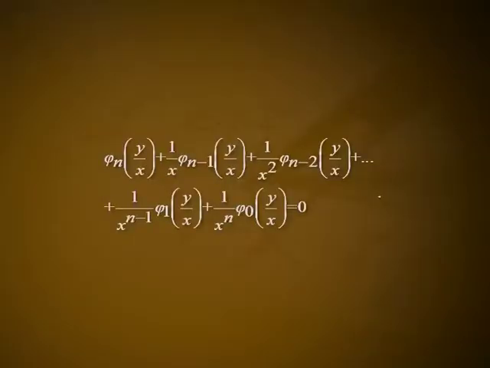Dividing throughout by x raised to n, we get phi n of y by x plus 1 by x into phi n minus 1 of y by x plus 1 by x square into phi n minus 2 of y by x plus etc. plus 1 by x raised to n minus 1 into phi 1 of y by x plus 1 by x raised to n into phi naught of y by x is equal to 0. On taking limit as x tends to infinity, we obtain the equation phi n of m is equal to 0, which determines the slopes of the asymptote.